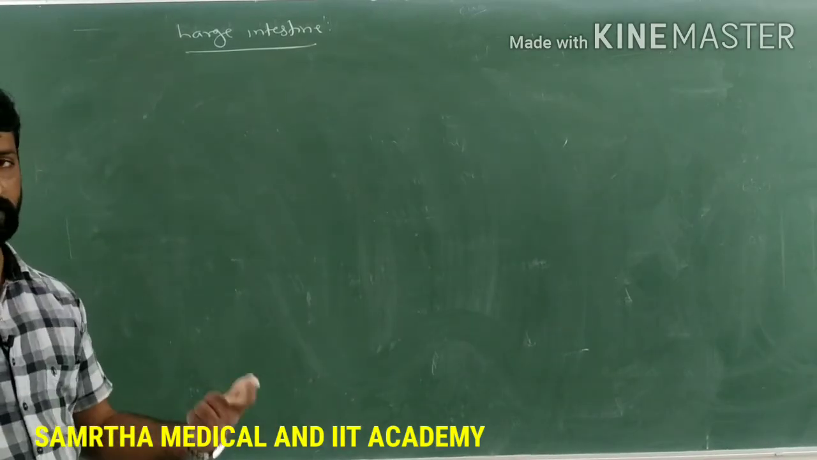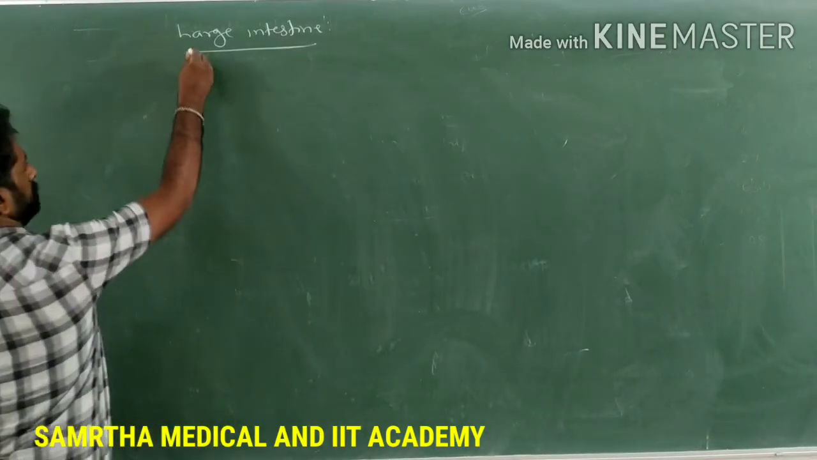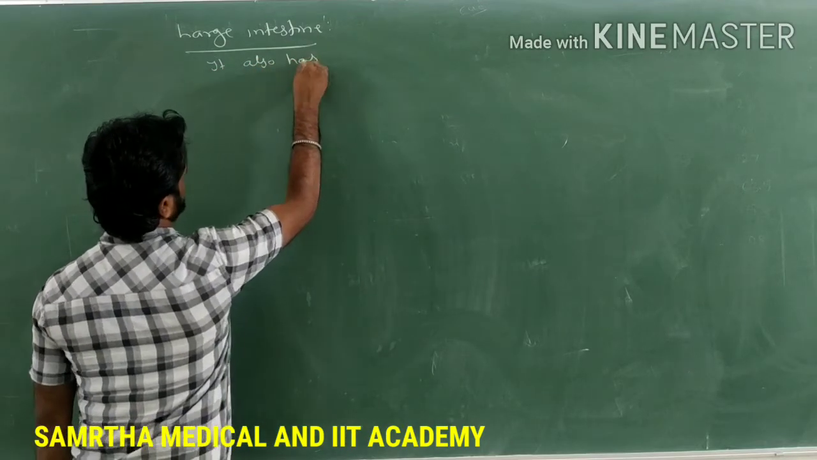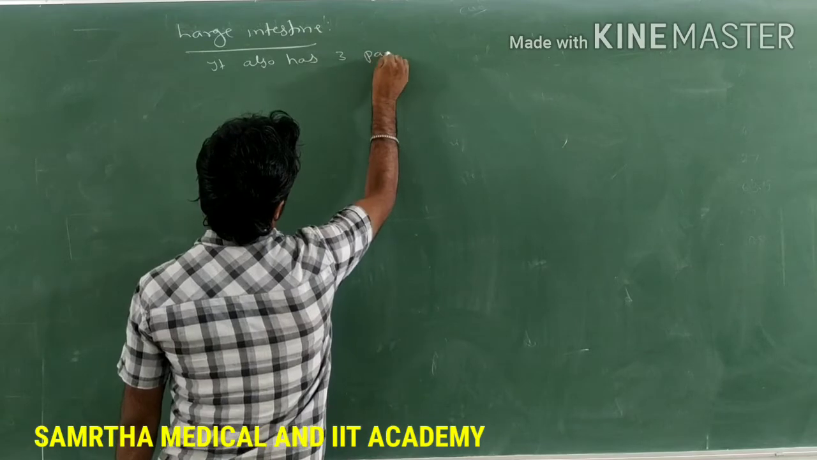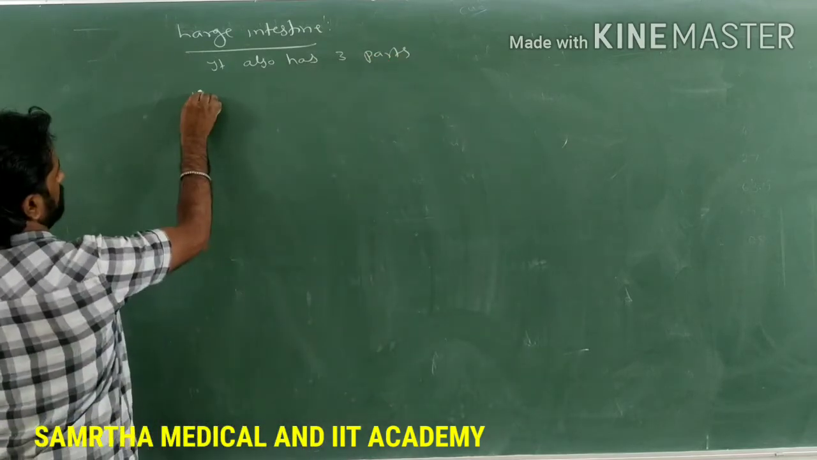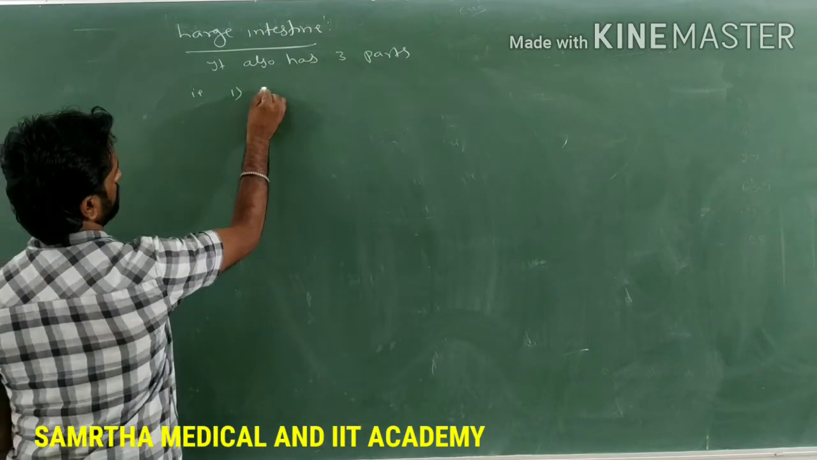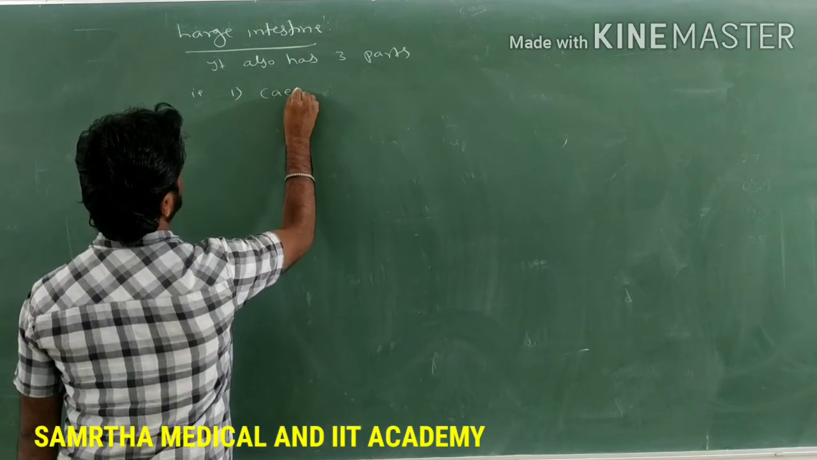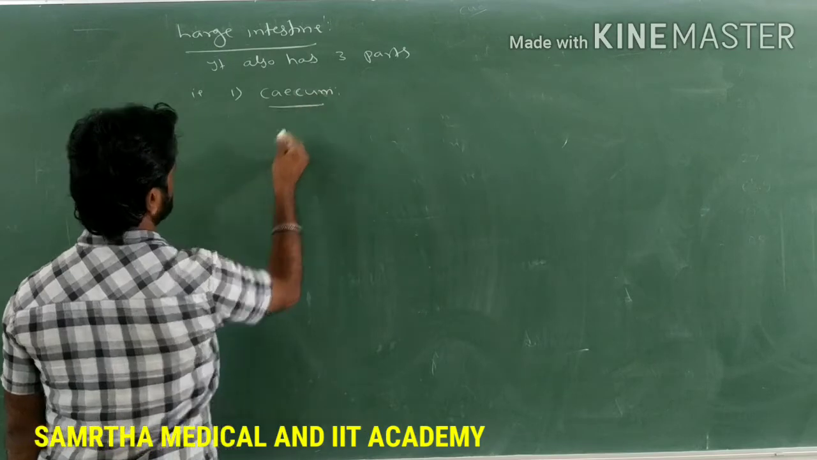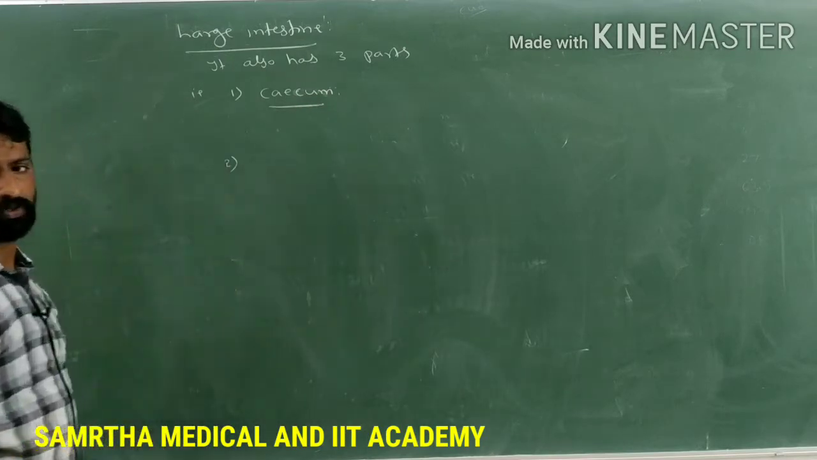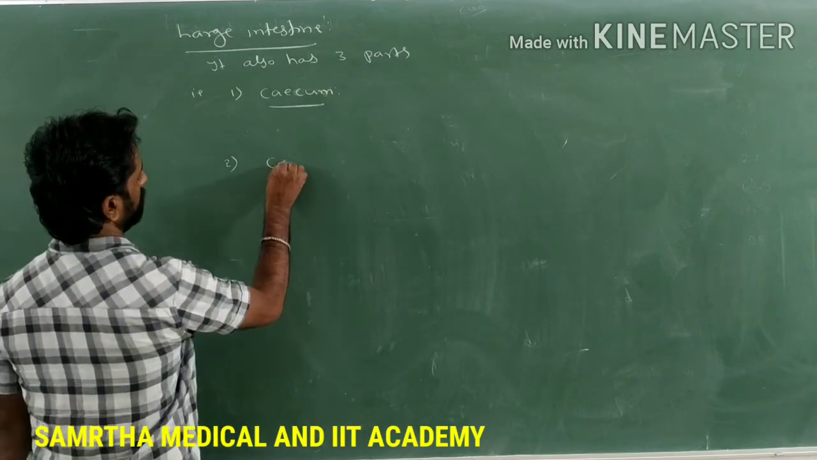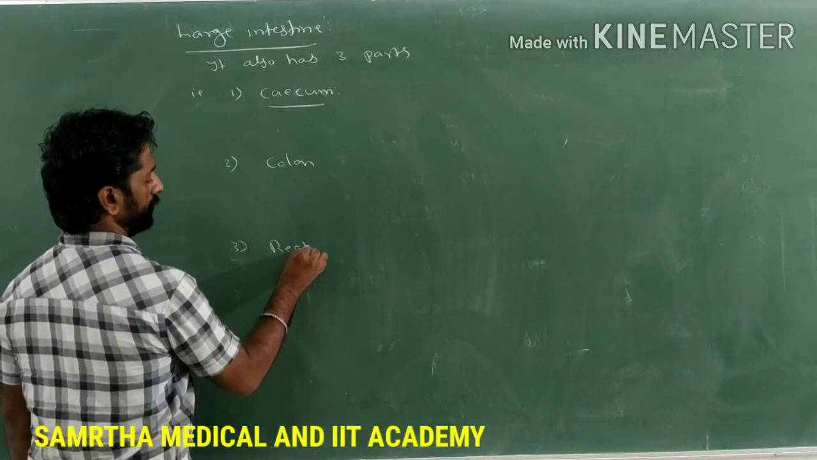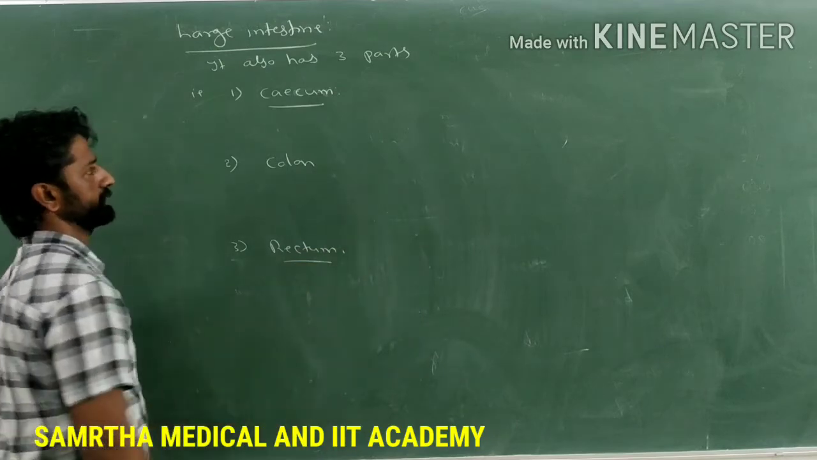Next is the large intestine. It also has 3 parts. So what are those 3 parts? The first one is called the cecum, the second one is called the colon, and the third one is called the rectum. So let's discuss them one by one in detail.